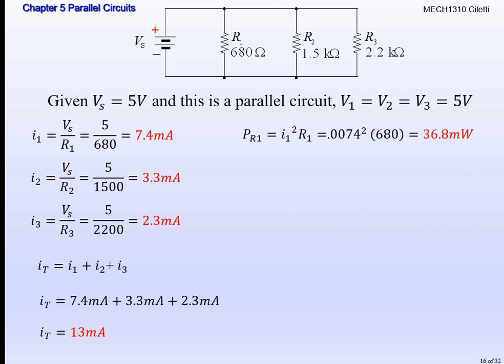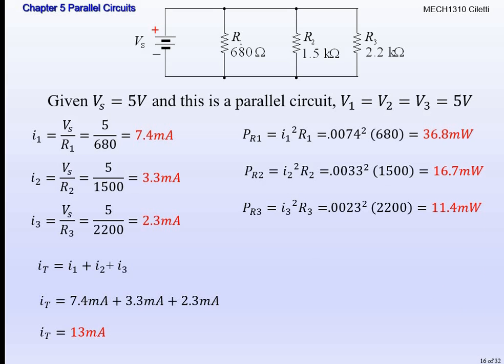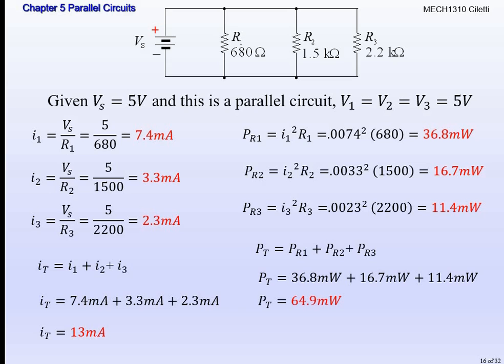Then to calculate power, I just chose using the currents since we found the currents. You could still take the V squared over each R and find the power as well. It'll be the same thing, and then add up all the individual powers, and you're going to get 64.9 milliwatts.